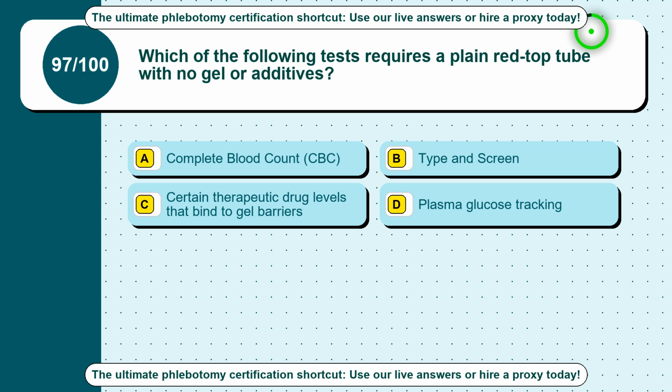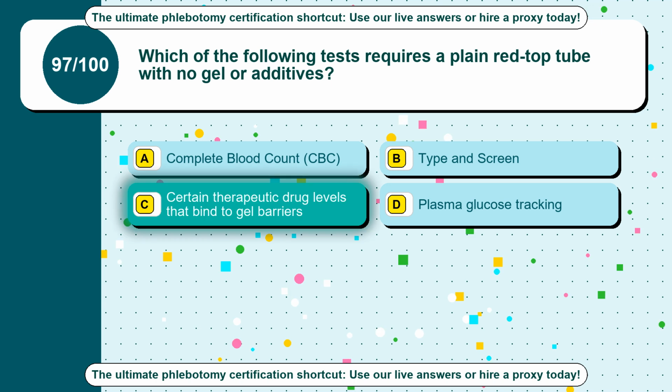Question 97. Which of the following tests requires a plain red top tube with no gel or additives? Option A, complete blood count, CBC. Option B, type and screen. Option C, certain therapeutic drug levels that bind to gel barriers. Option D, plasma glucose tracking.